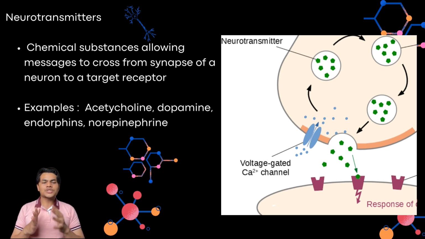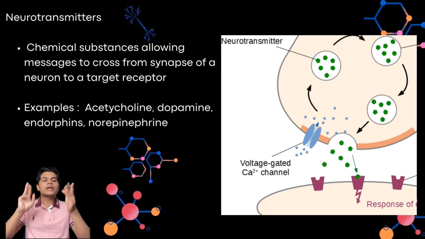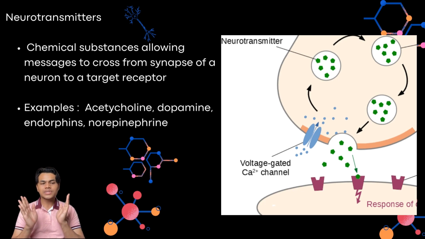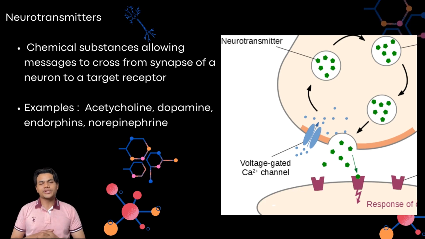The last one is serotonin, which is released in the brain and has roles in sleep, hunger, and pleasure recognition. It is also sometimes linked to mood disorders.